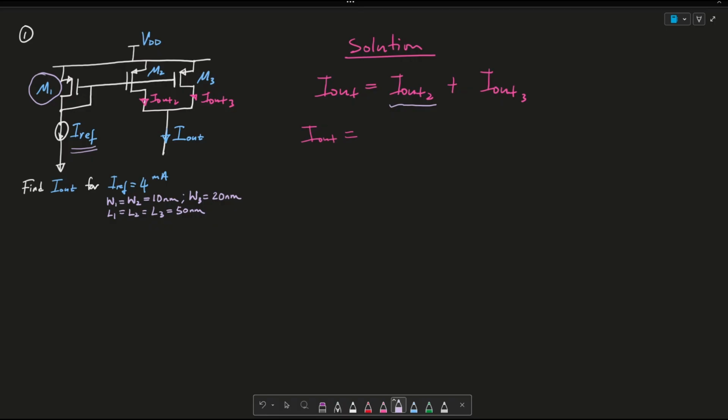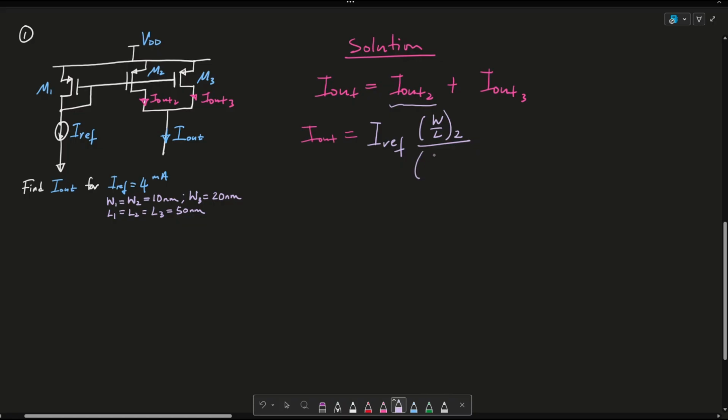And again, I've made a video on this and I'll post that in the top right hand side corner of this video. So now I out 2 is going to be this I ref times W over L, which is the width over the length of the second MOSFET, or M2, over W over L of my MOSFET number 1, or M1, plus I out 3 again is mirrored, so I ref times W over L of 3 over W over L of 1. And again, if you don't understand where this equation is coming from, I would advise you to watch the video prior to this.